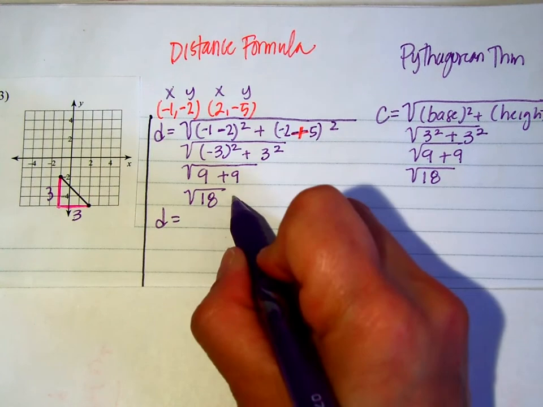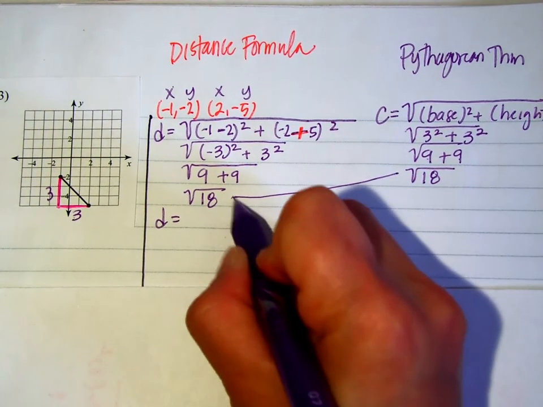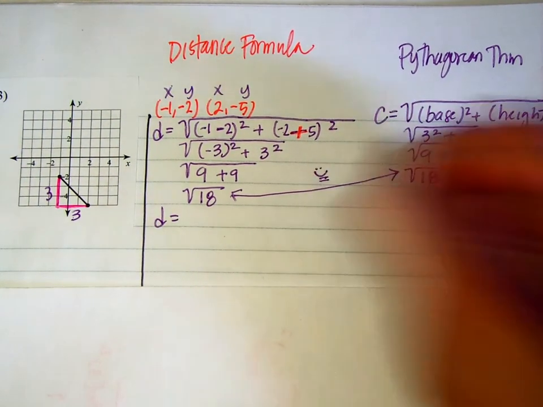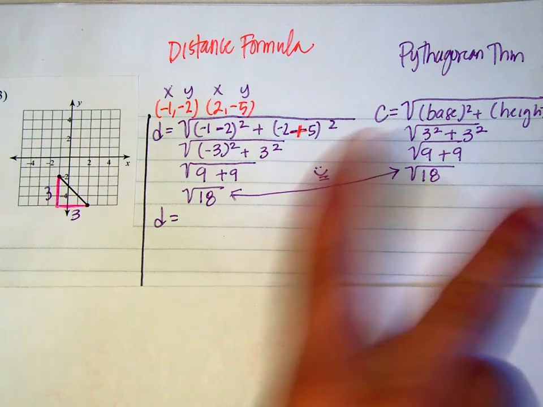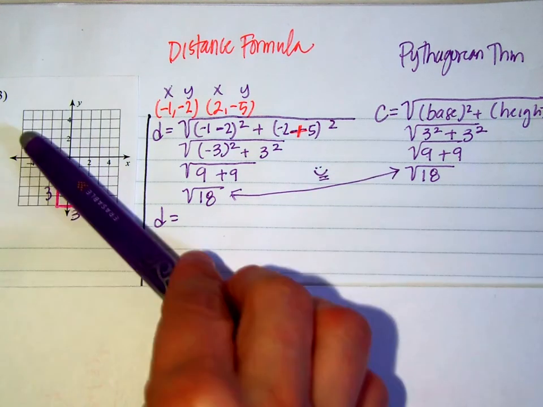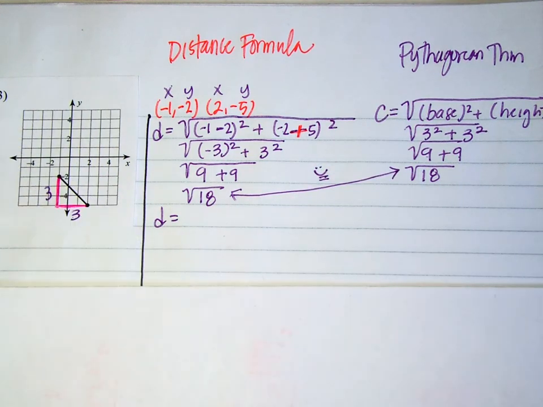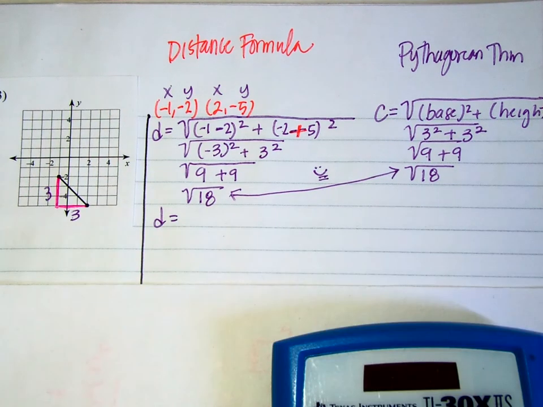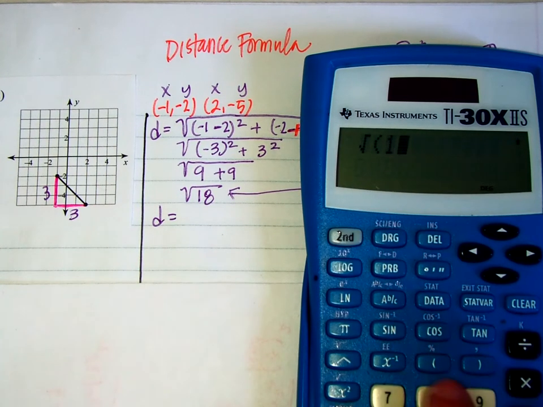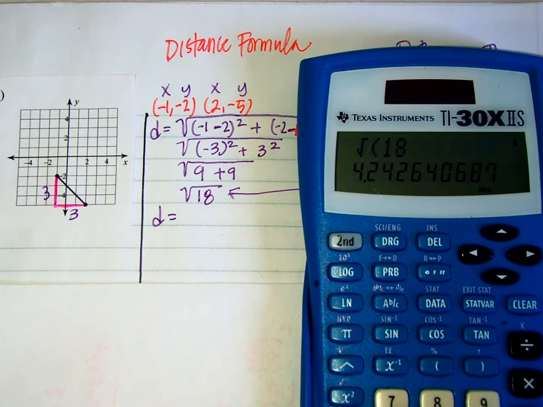If you notice, these two are the same answer. That's a good thing, because it's showing you that either technique will work when looking for the length of a diagonal on the coordinate plane. It's just up to you which one's easier for you. Because they're both the square root of 18, let's find the square root of 18 on our calculator, and that's giving us 4.24 and so on.